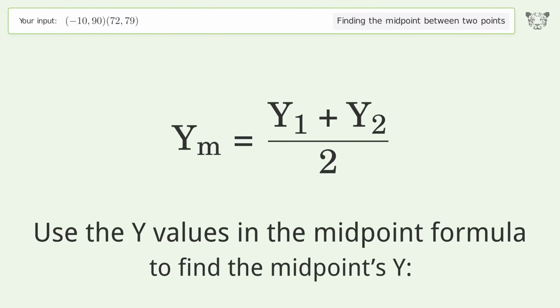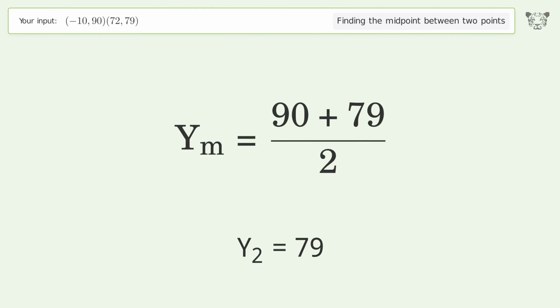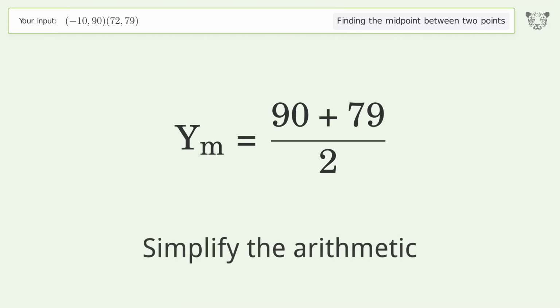Use the y values in the midpoint formula to find the midpoint's y. y1 equals 90. y2 equals 79. Simplify the arithmetic.